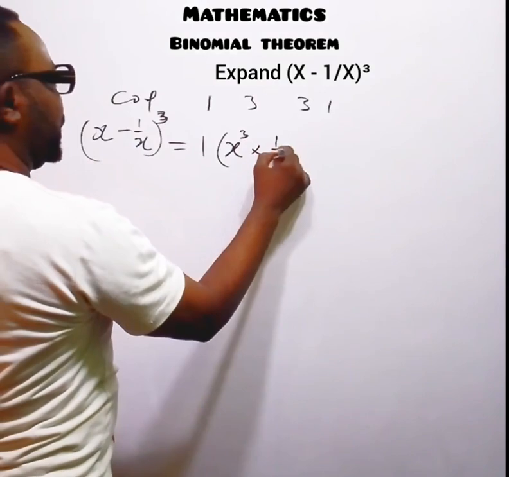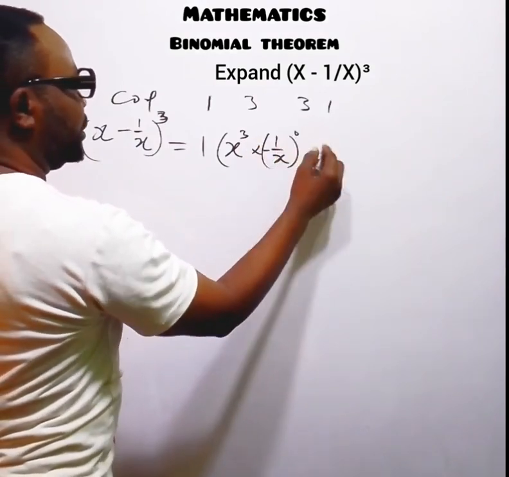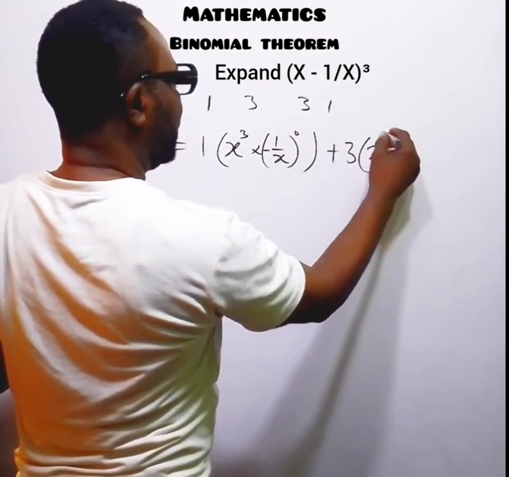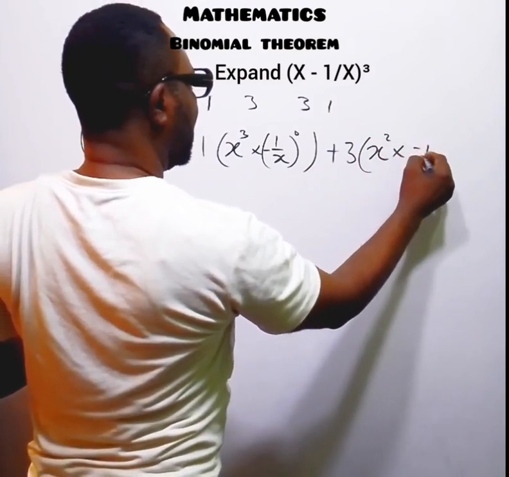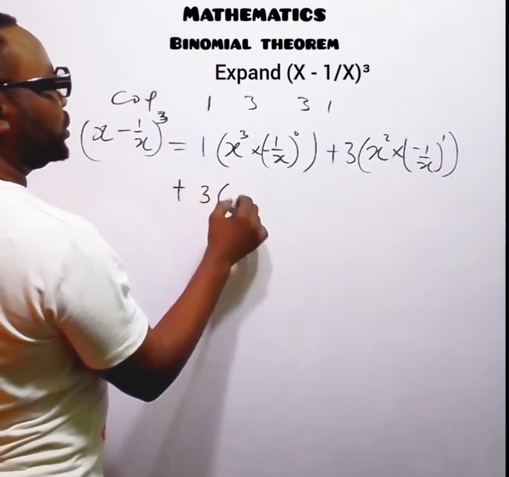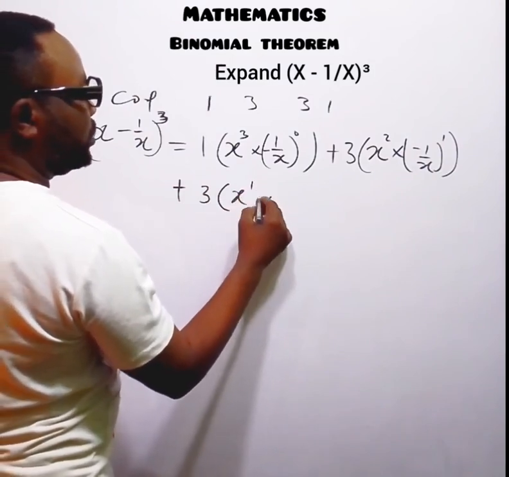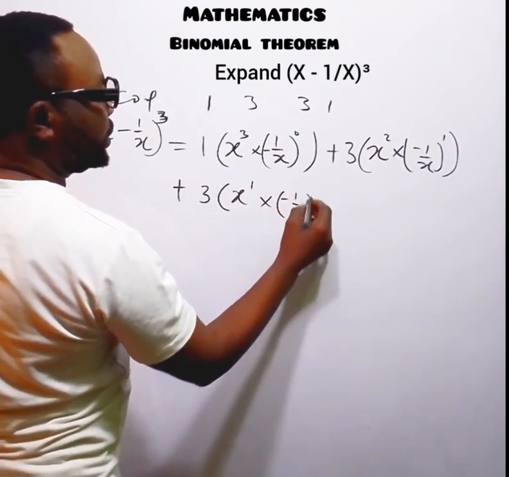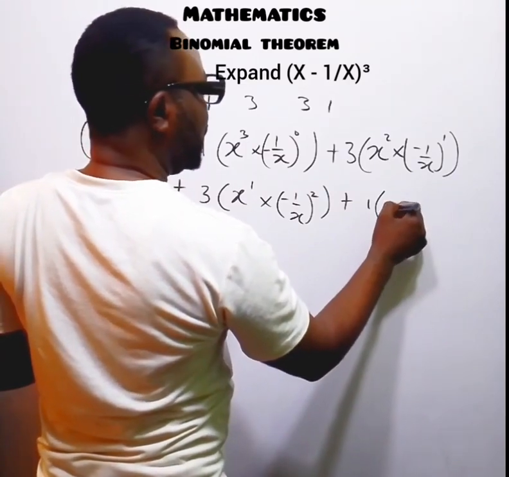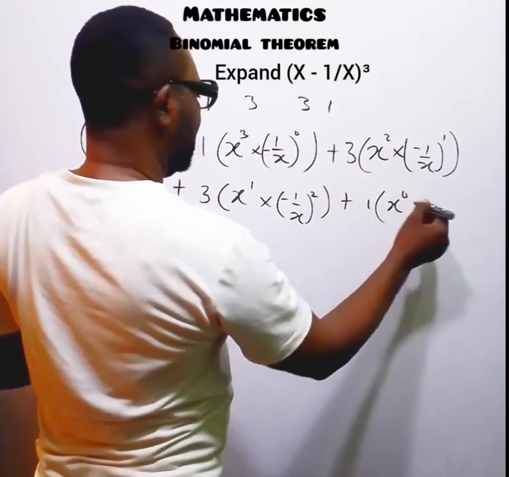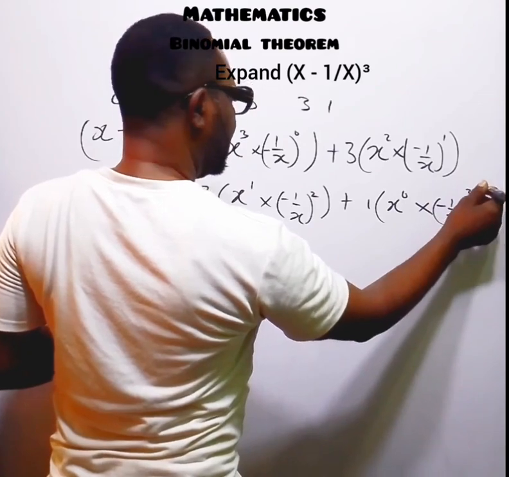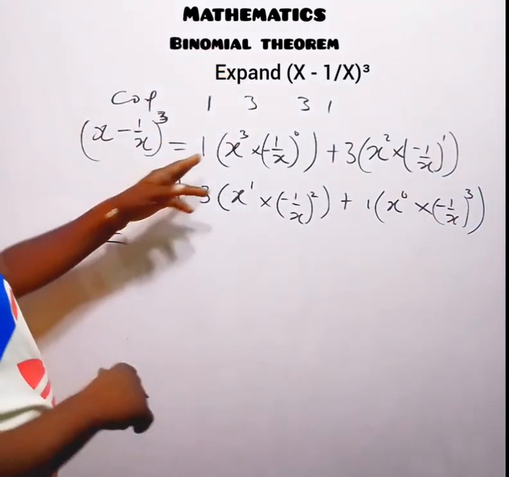Multiply by 1 over x, minus 1 over x raised to the power of 0, plus 3 into bracket x raised to the power of 2, now multiply by minus 1 over x raised to the power of 1, plus 3 into bracket x raised to the power of 1, multiply by minus 1 over x raised to the power of 2, plus 1 into bracket x raised to the power of 0, multiply by minus 1 over x raised to the power of 3. So now, this eventually will become x cubed.